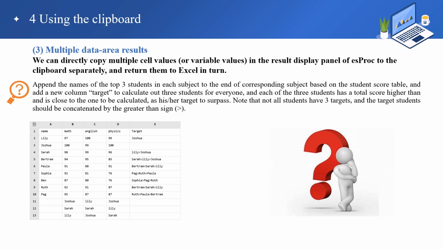Append the names of the top 3 students in each subject to the end of the corresponding subject based on the student score table, and add a new column, target, to calculate 3 students for everyone, where each of the 3 students has a total score higher than, and close to, the one to be calculated, as his or her target to surpass. Note that not all students have 3 targets, and the target students should be concatenated by the greater than sign.